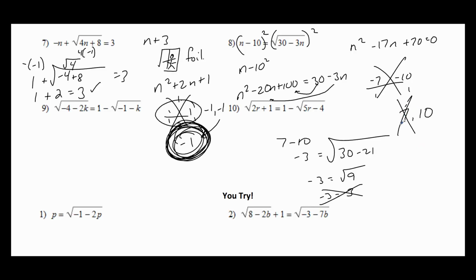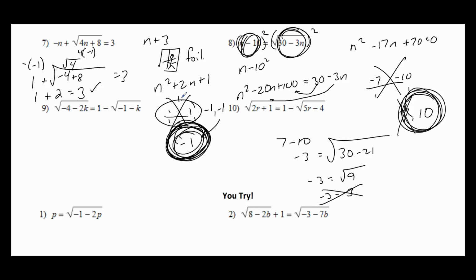Oh, man. We just learned something new right there. And then I plugged in the 10. 10 minus 10 is 0. And then 30 minus 10 times 3 is 30. So 30 minus 30 is 0. The square root of 0 is 0. So 10 works. That's your only one. Two more examples we got.